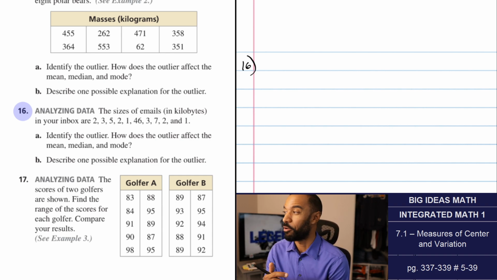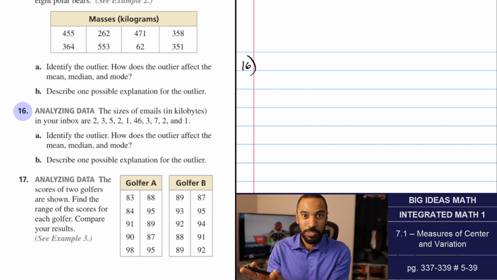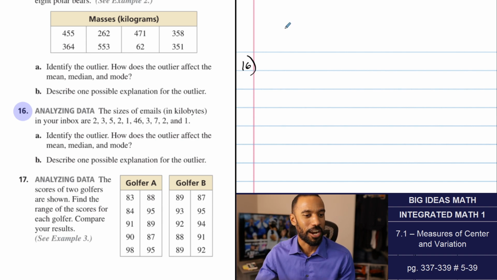Is there an outlier? I almost want to do Blue's Clues on this. Do you see the outlier? Dora. Do you see the outlier? I'm not good at that. All right, I'm going to stop. I'm having too much fun.